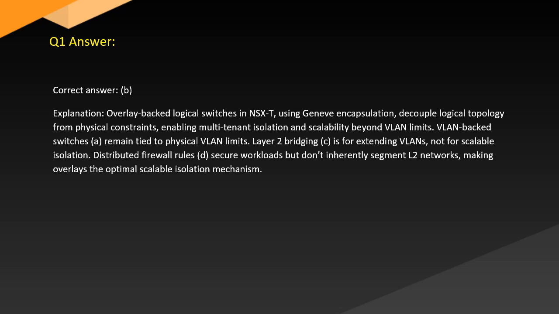Answer. Correct answer: B. Explanation. Overlay-backed logical switches in NSX-T using Geneve encapsulation decouple logical topology from physical constraints, enabling multi-tenant isolation and scalability beyond VLAN limits. VLAN-backed switches, A, remain tied to physical VLAN limits. Layer 2 bridging, C, is for extending VLANs, not for scalable isolation. Distributed firewall rules, D, secure workloads but don't inherently segment L2 networks, making overlays the optimal scalable isolation mechanism.